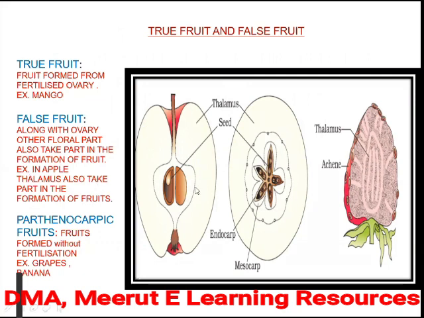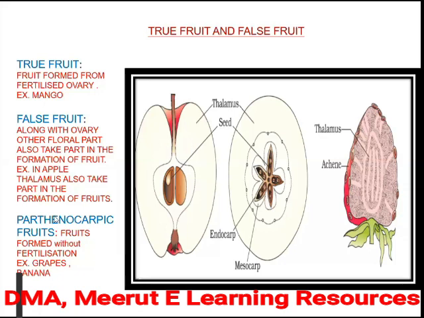Here you can see the diagram. This is the longitudinal section of apple, and this is the cross section of apple. Here you can see that along with ovary, this is the ovary where seed is present. So this is not the edible portion. Though ovary takes part in the formation of fruit, it is not utilized. Here thalamus takes part in the formation of fruit, which is the edible portion. This is the thalamus which we eat, and this portion we throw. So here along with ovary, thalamus also takes part in the formation of fruit. Such fruits are called false fruit.